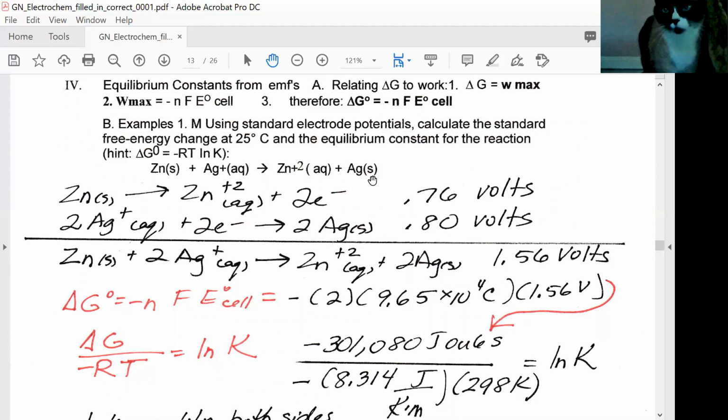So here's our reaction. We're going to break it up into the half reactions. So the zinc goes to zinc plus 2 electrons at a 0.76 volts. Then the silver ion plus 2 electrons goes to silver solid. It's a 0.80 volts. So we add up the volts, we add up the reactions, we get this for our overall zinc solid plus 2 silver ion goes to zinc ion plus 2 silver and a 1.56 volts.